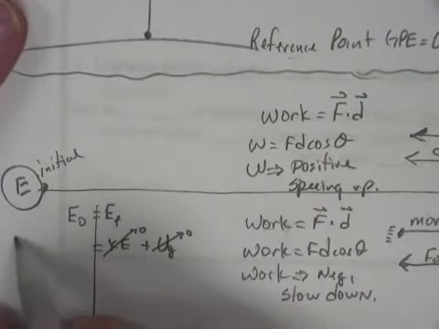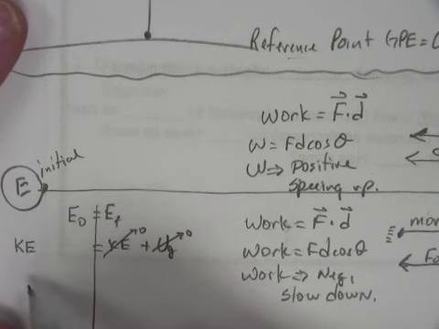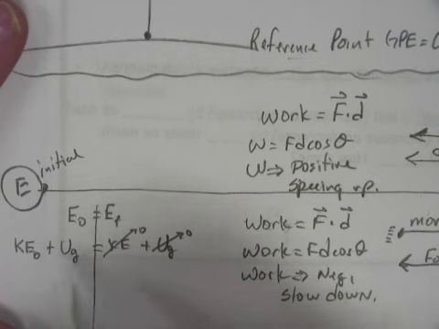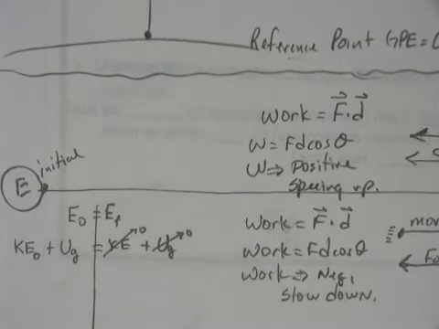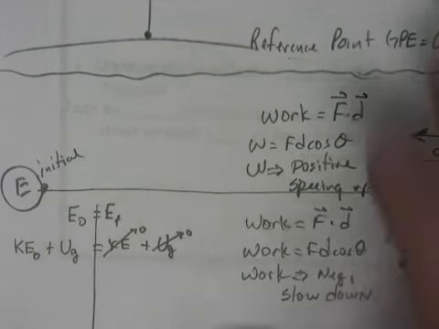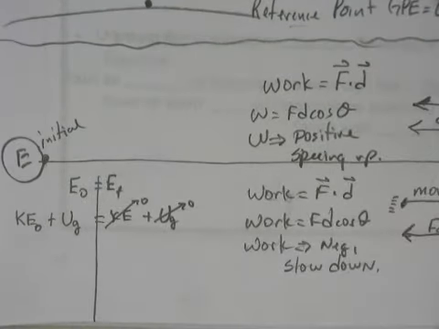At the beginning, I throw it very hard, so I do have kinetic energy. It is not 0. I'll put a little o here because this is at the beginning. Plus some gravitational potential energy. I will have gravitational potential energy at the beginning because I am not at the reference point. If I were at the reference point, I'd have 0 gravitational potential energy.